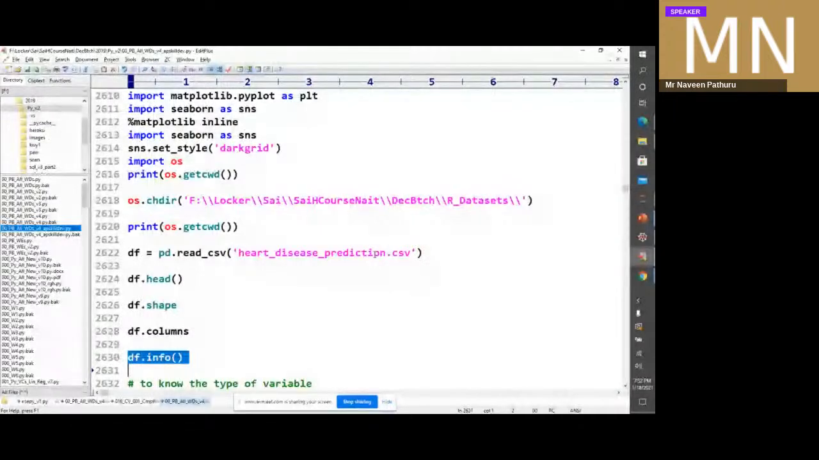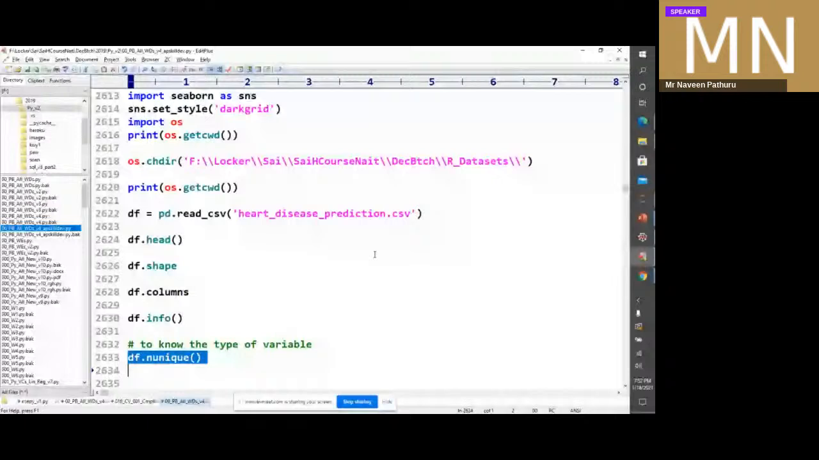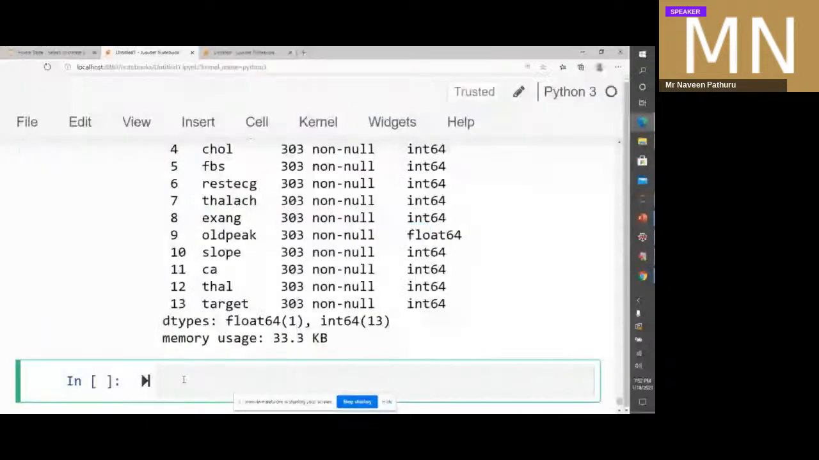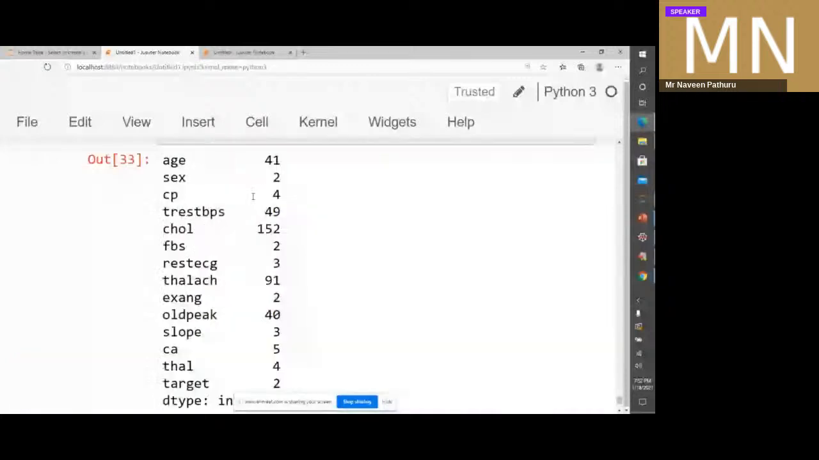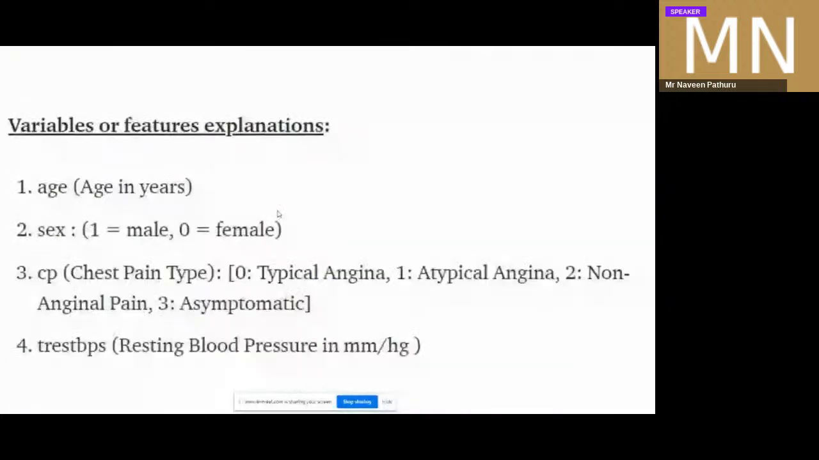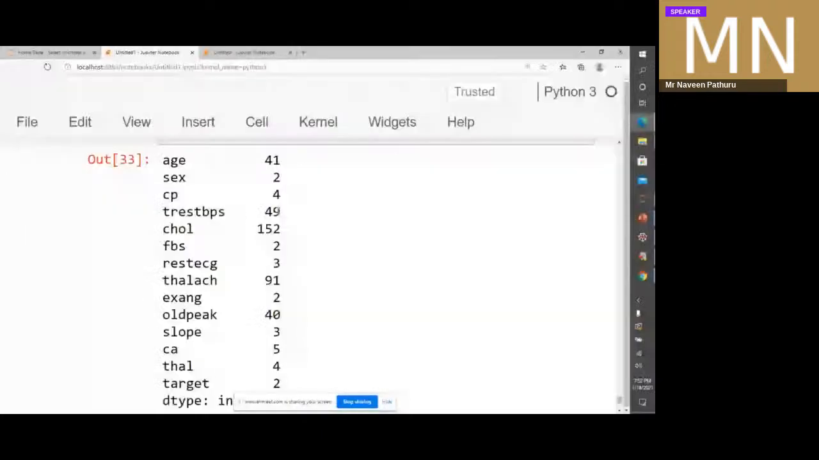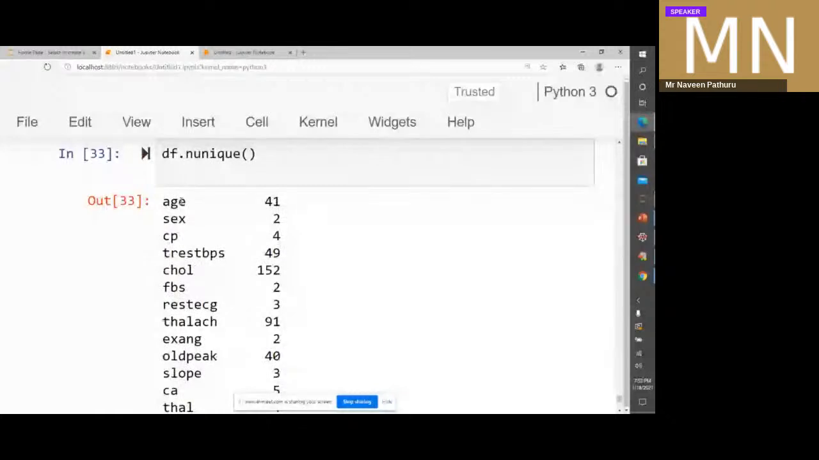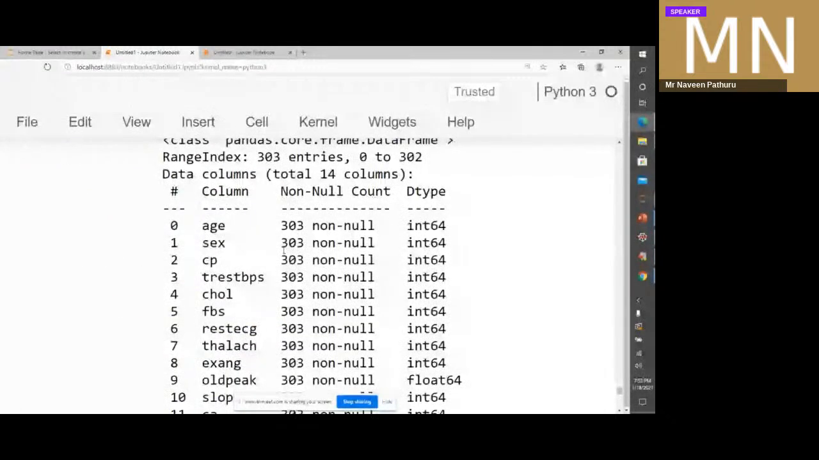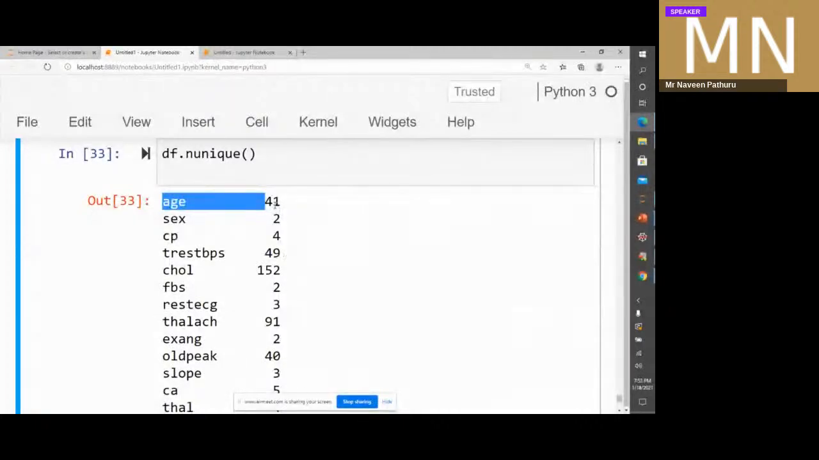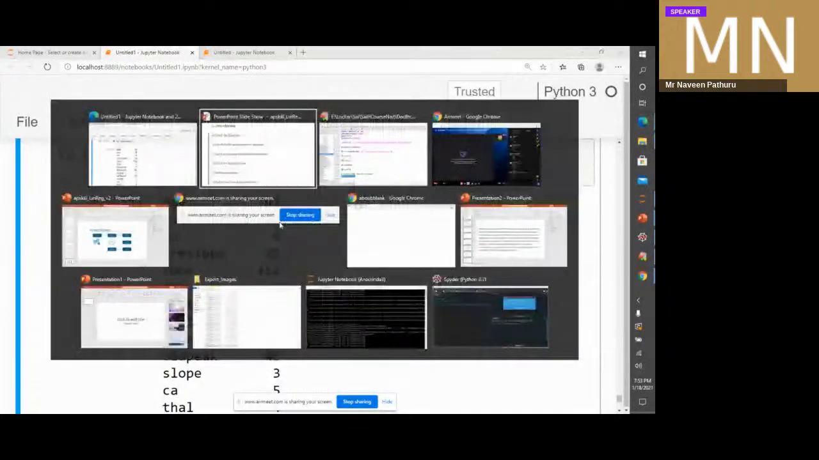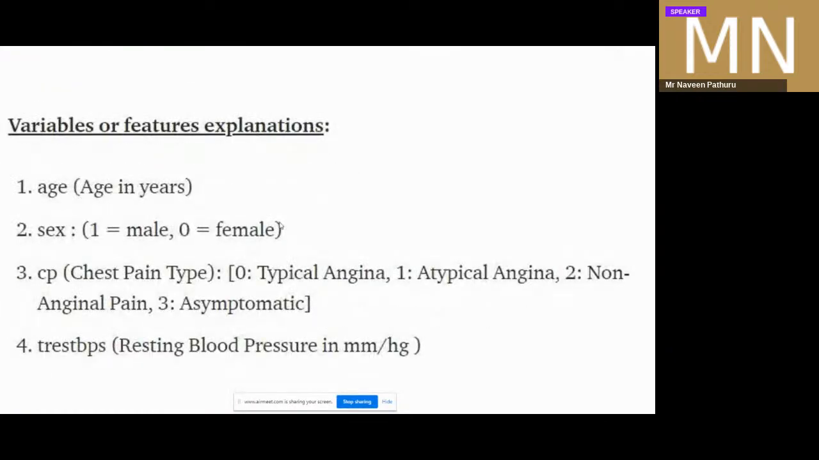This is what we are looking at. If we say df.nunique, for every column in the data frame, notice here it tells you age has 41. So let's come back here, variables. In other words, more precisely, age has 41 because age is a numeric column, and there are 41 unique values of people of different ages. Sex being 2 means it's like 1 and 0 probably. Probably 1 is male and 0 is female. So if I come back here, there you go, guys. Age is in years, sex is 1 for male, 0 for female.